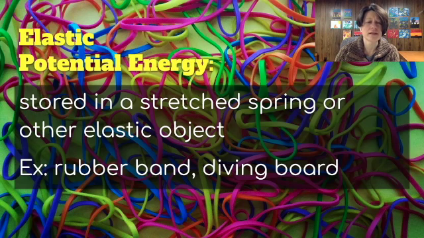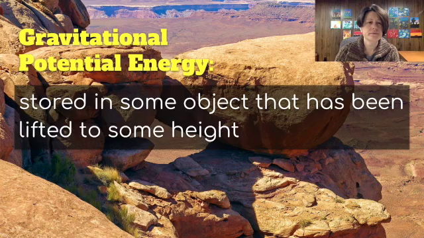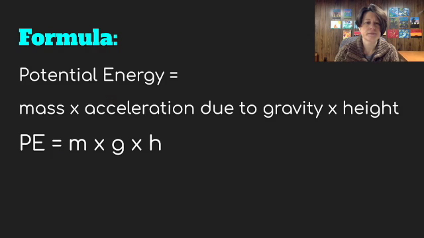There's also elastic potential energy. This is stored in a stretched spring or other elastic object. Some other examples are rubber bands and a diving board. There's also gravitational potential energy. This is stored in some object that has been lifted to some height. So this boulder up here has a lot of gravitational potential energy because you can see that it is high up there at the top of that canyon.